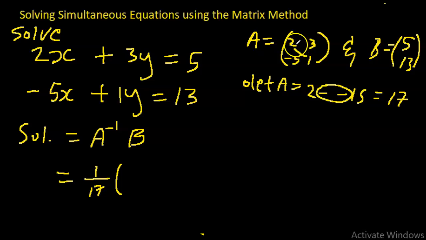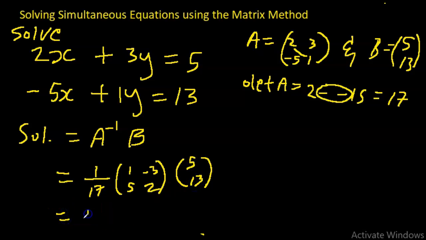And how do we get the adjoint of A now? These elements in the leading diagonal switch places, and then in the other diagonal the signs change. So this negative 5 becomes positive 5, and this positive 3 becomes negative 3, right? And then times B, and B is just a constant over here, 5, 13. And we do our multiplication and we're done.